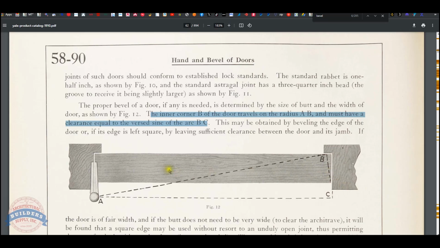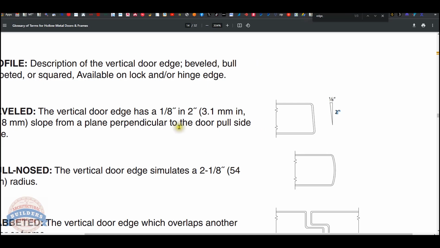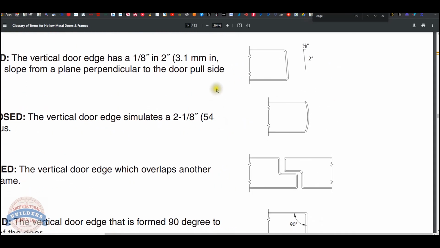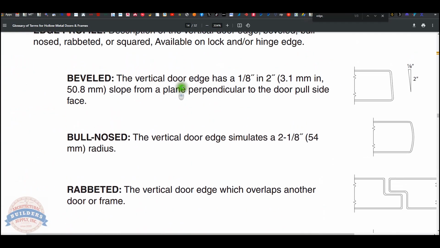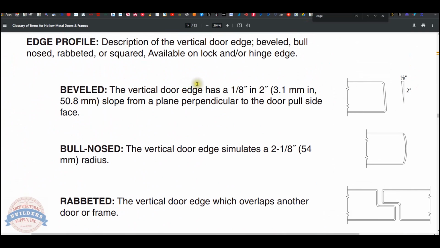Now, talking about beveled edge, let's return to the glossary here. And they're showing you beveled edge. But the next part of the discussion is what edge is beveled? Let's talk about that on camera.